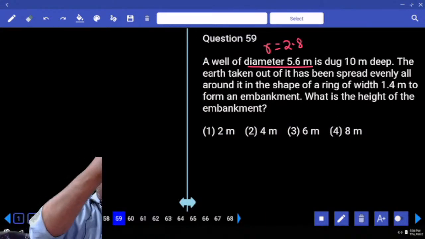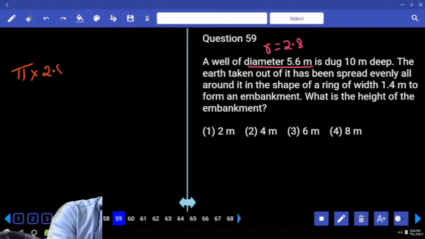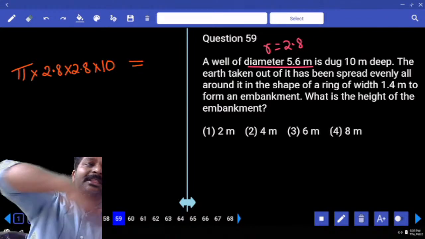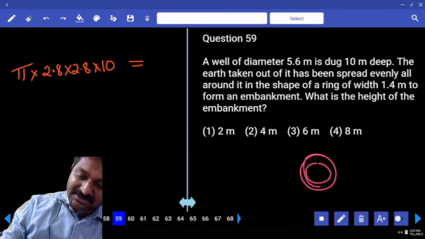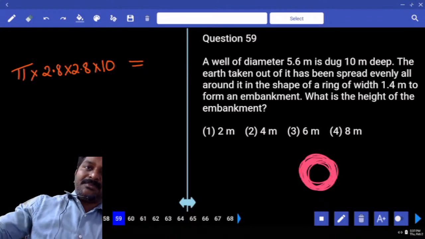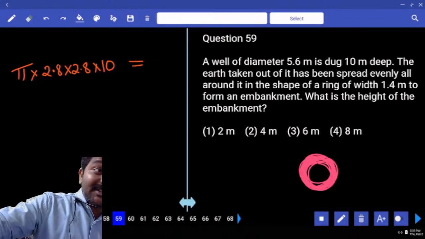So I am taking the volume of the cylinder, that is the well, pi r square h. Pi, let me write pi as it is, r square 2.8 into 2.8 into height, that is 10. Now this is evenly distributed in the form of a ring. A ring will be in this form, correct? So its volume is the same. What is the shape of this hollow cylinder?